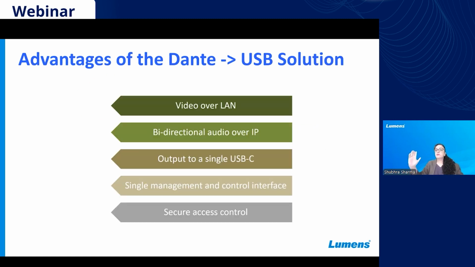So the advantages of Dante in the USB solution are: video on the LAN, bidirectional audio over IP, and output to a single USB Type-C. Everywhere now the trend is Type-C. So every audio video device on a network is converted to Type-C, making the whole integration very easy for integrators, right? Single management and control interface, secure access control. So that is the advantage of Dante.